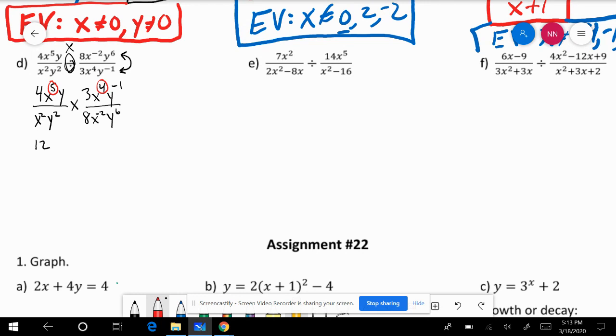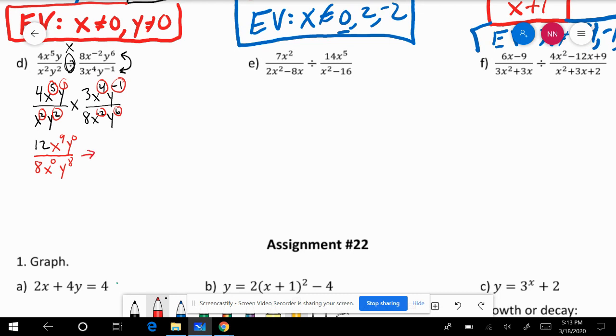5 plus 4 gives us a 9. This is a 1. This is a negative 1. That right there becomes 0. We're looking at the denominator. We have an 8. We have a 2 plus a negative 2. That's another 0. We have a 2 and a 6. That right there gives us an 8.